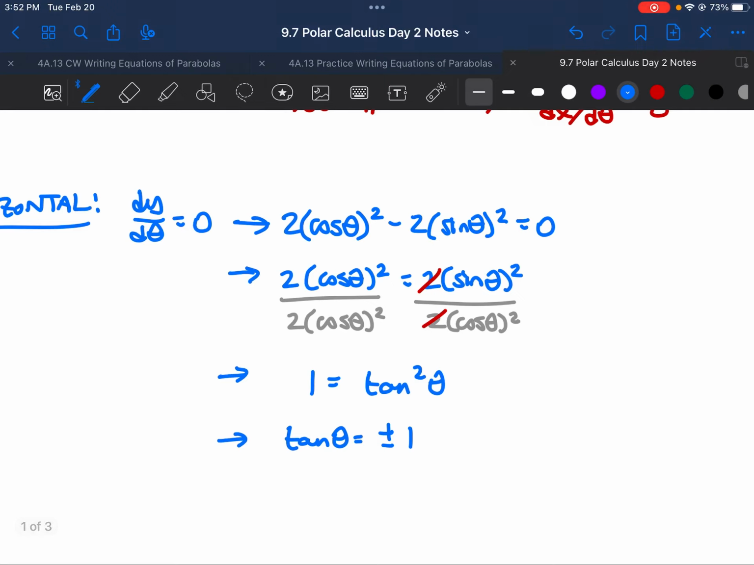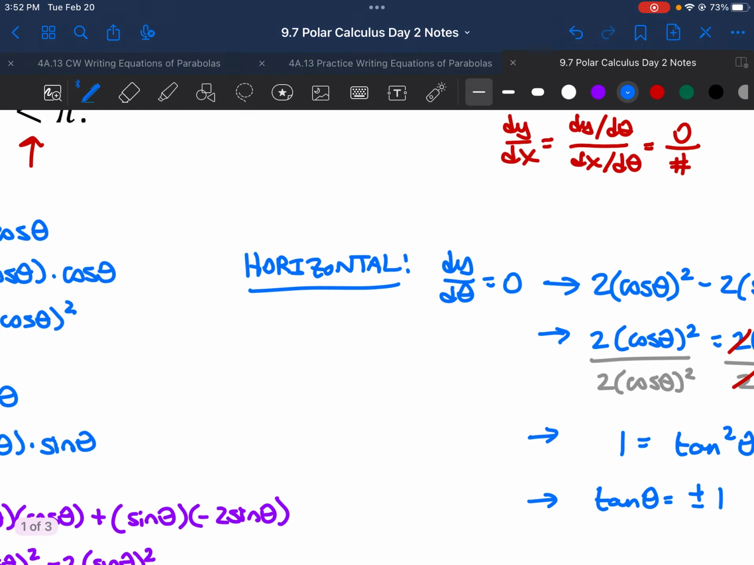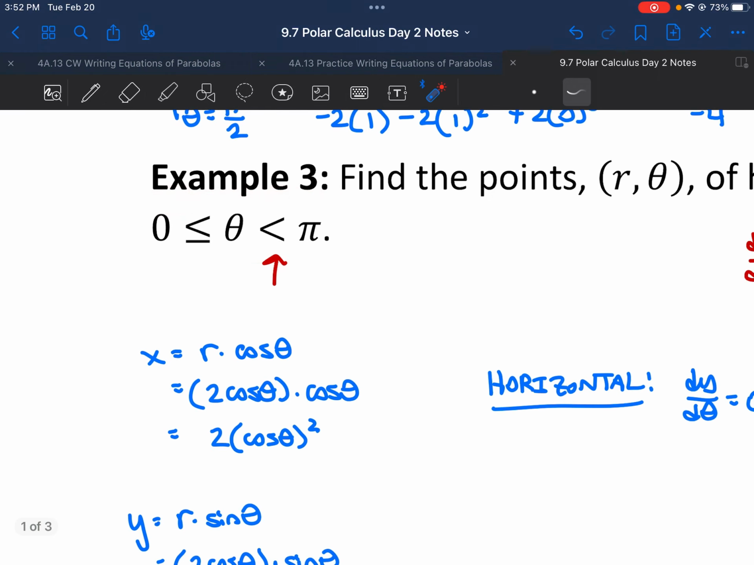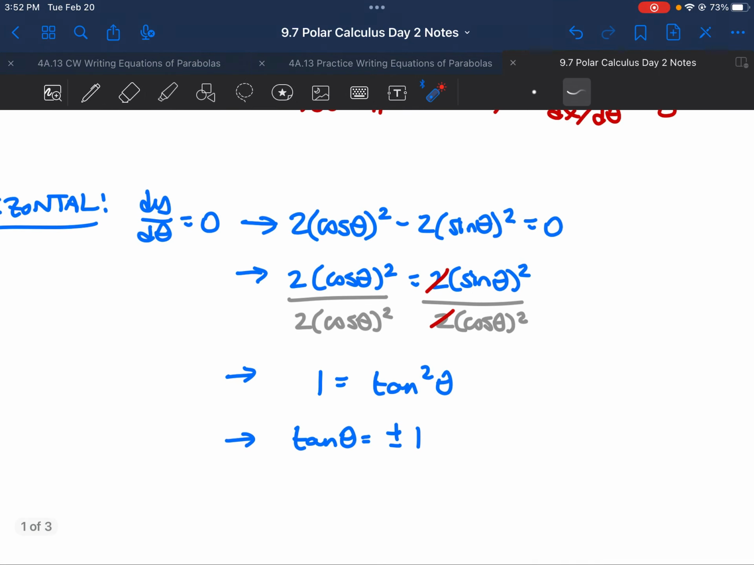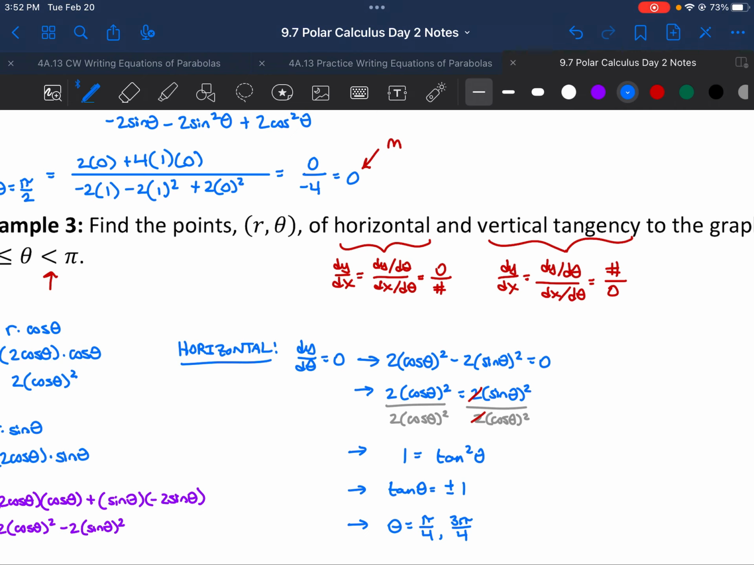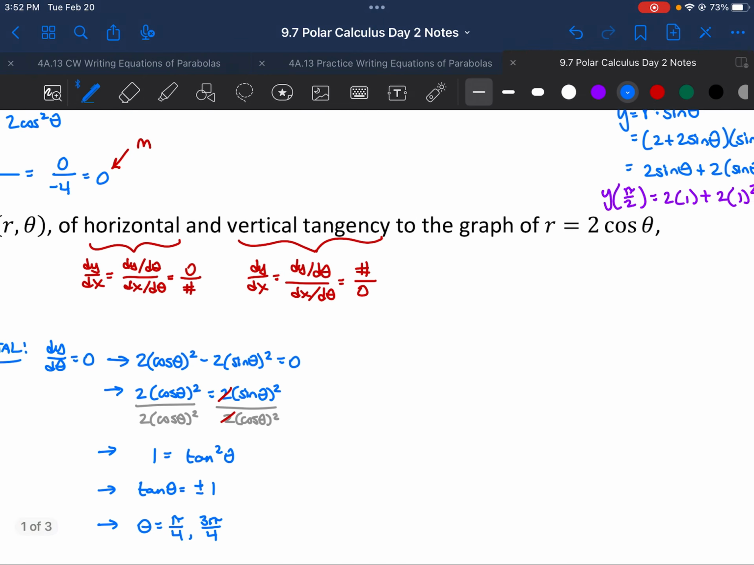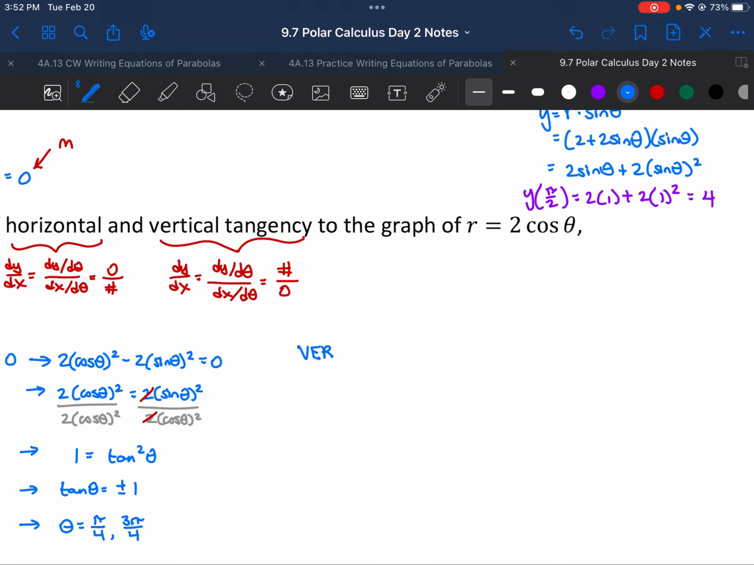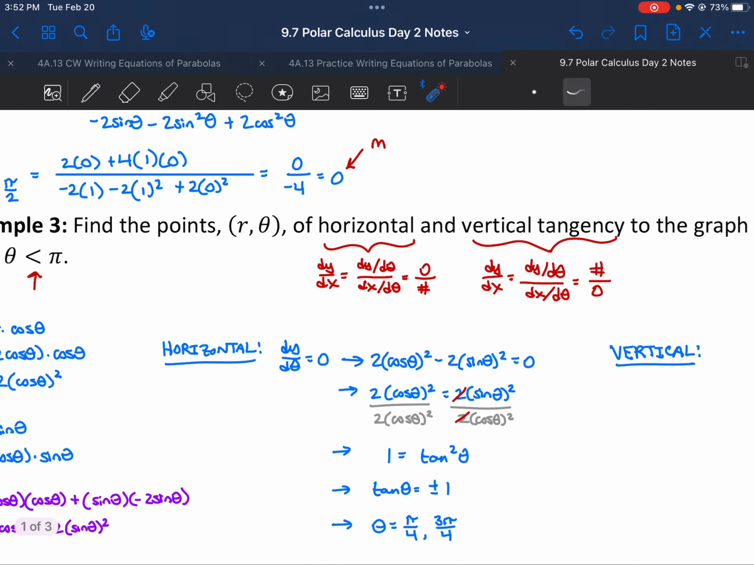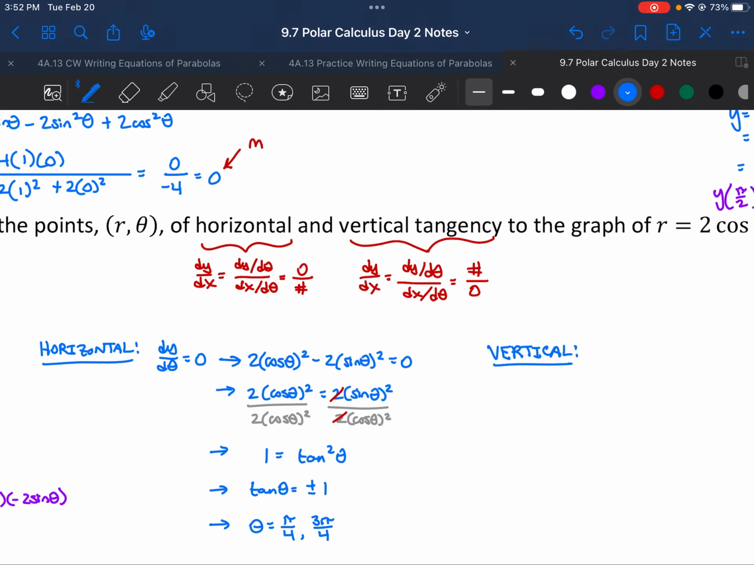And we know that tangent of theta on the interval 0 to pi, not 0 to 2 pi, but 0 to pi, is positive or negative 1 at pi over 4 and 3 pi over 4. Can't go anything past 3 pi over 4 because that would take us outside of our domain. Okay, so those are going to be the two angles theta where we have horizontal tangency. Vertical tangency is going to work the exact same way, only this time, we're concerned with dx d theta being equal to 0.